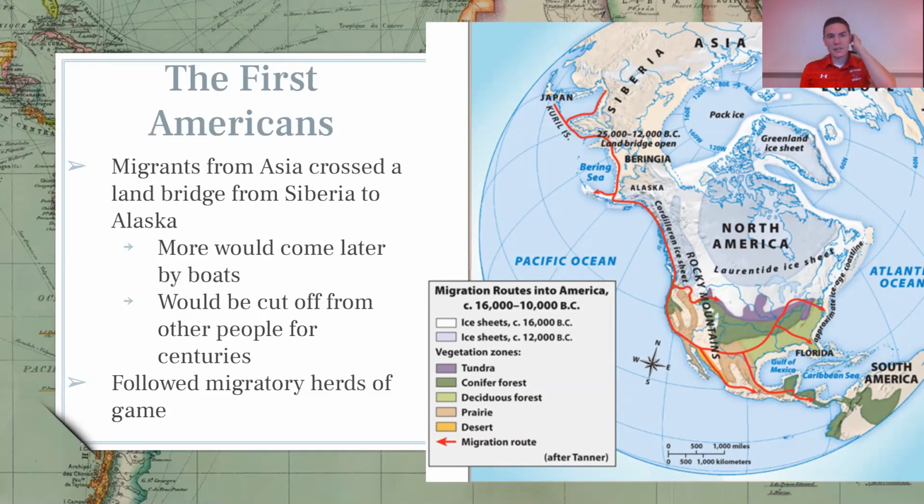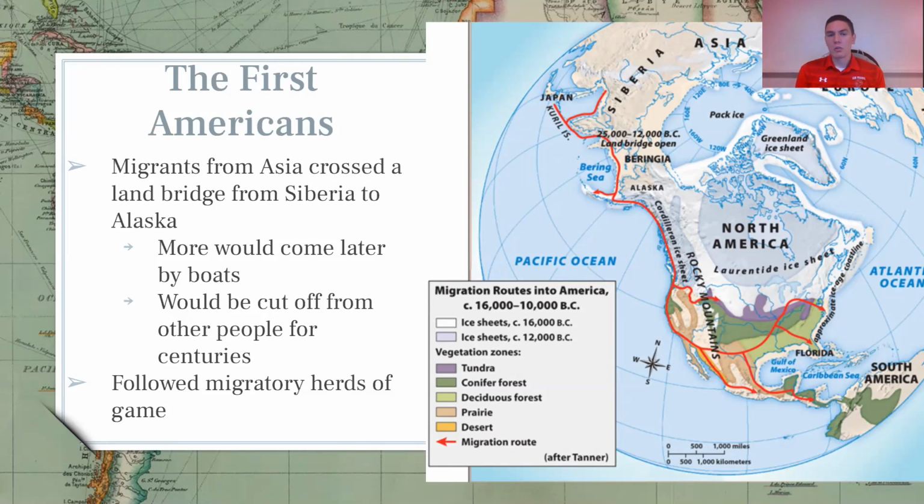So in this case, this slide is talking about how different Native people came to the Americas. In this case, it's discussing how people crossed over a land bridge across Siberia into Alaska and then down into the Americas. In most cases, they're going to be following migratory herds of game.